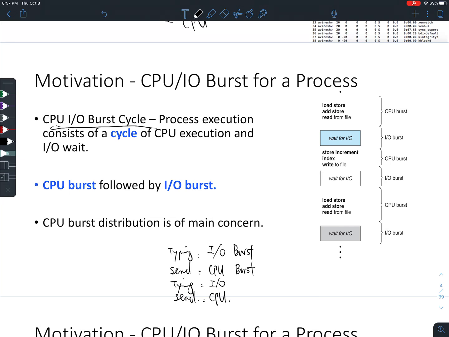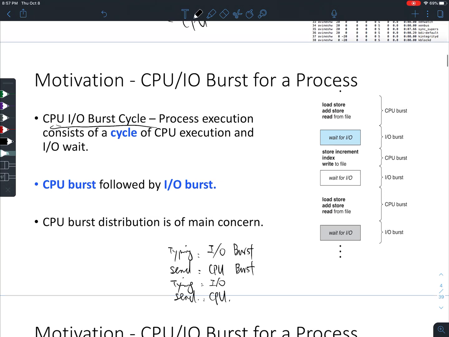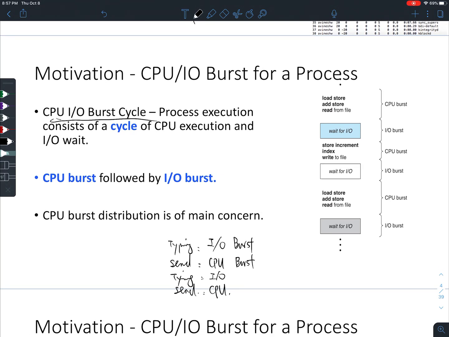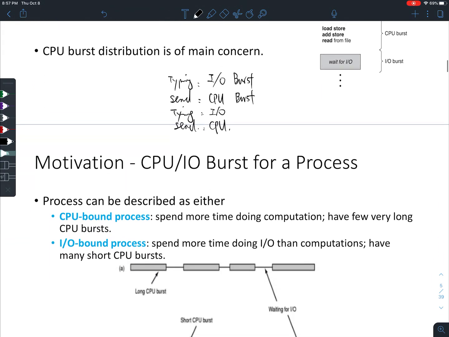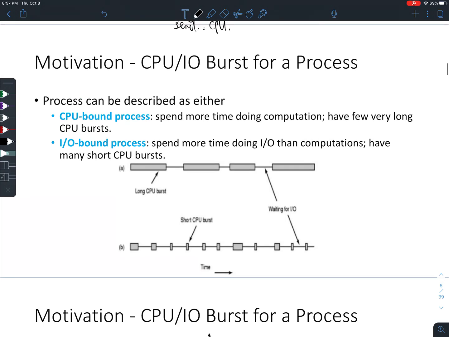So for example, when you are playing video games, it's the same, okay? You're typing in some commands from your keyboard. At this time the game is in I/O burst. Whereas when you finish typing, the CPU is going to send your command to the remote server and also display something for you, and that is called CPU burst.